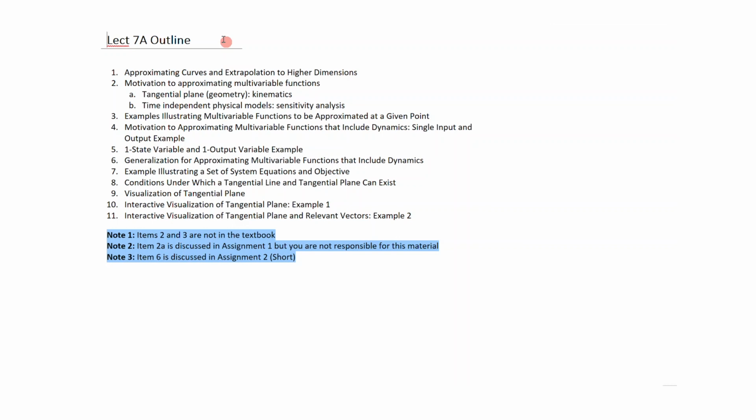The second slide, as is always the case, is just an outline of the slides to follow. I'd like to make a particular note of the items at the bottom here. Items 2 and 3 are not in the textbook, so this is additional information that's being provided. Item 2a is discussed in assignment 1, but you're not responsible for this material. And item 6, generalization for proximal multivariable function to include dynamics, is discussed in assignment 2, the shorter version. By the way, assignment 1 is the longer version. If you're interested, you can look at the shorter version, which of course does not include the information on kinematics.